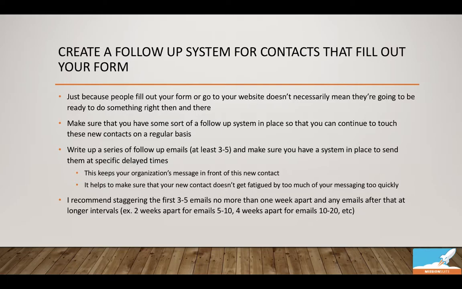But usually, I recommend staggering those first 3 to 5 emails just a week apart at most, and then anything that goes out after that, like newsletters, or maybe some kind of recurring check-ins, you can create longer intervals for them, right? So newsletters maybe go out once a month, and then your quote-unquote checking in emails go out once every 6 weeks, or once every 8 weeks, or whatever the case might be.